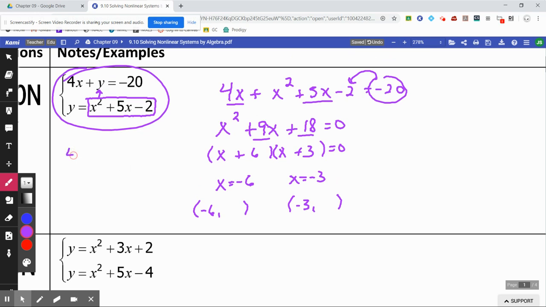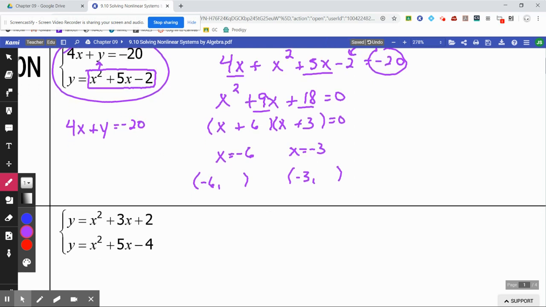So I would probably take the 4x plus y equals negative 20. Since it's linear, it's going to be easier to plug it in. Let's plug in negative 6 first. So I now have negative 24 plus y is equal to negative 20. Move your 24 over by adding, and you get that y is equal to 4. So negative 6, 4.